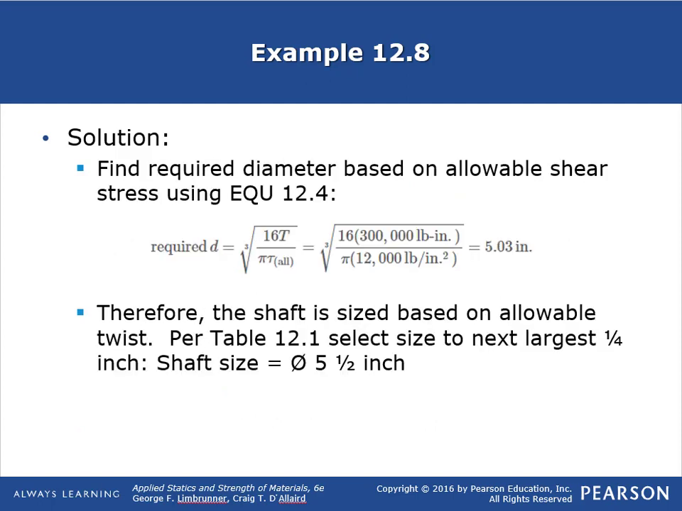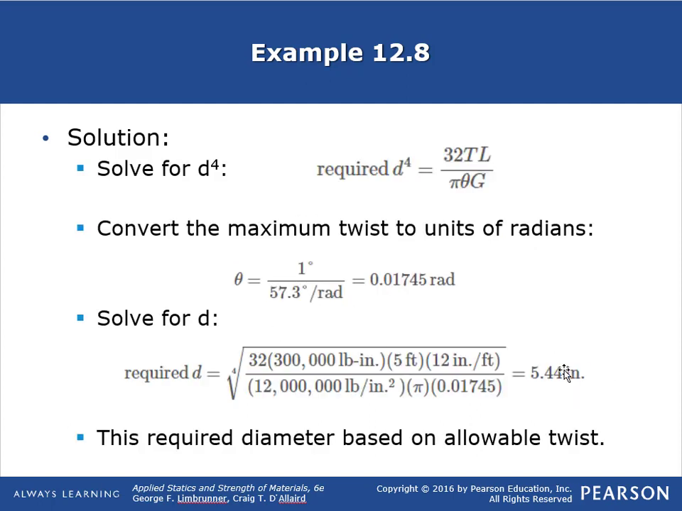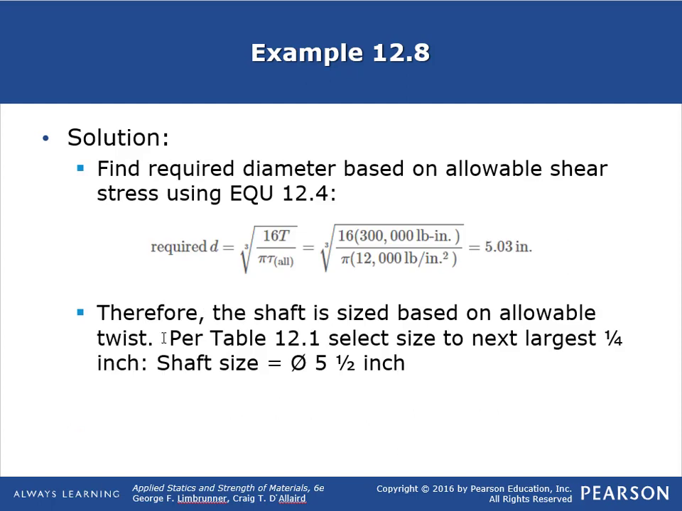Next, we find the required diameter based on the allowable shear stress. To do that, we use equation 12.4. That is a canned equation, so we plug our variables in, and we get 5.03. Therefore, the shaft size is based on the allowable twist, because we ended up with a greater diameter there, 5.44. Then we consult table 12.1 and select the shaft size to the next largest quarter inch. Therefore, our shaft is going to be a 5.5 inch diameter shaft.